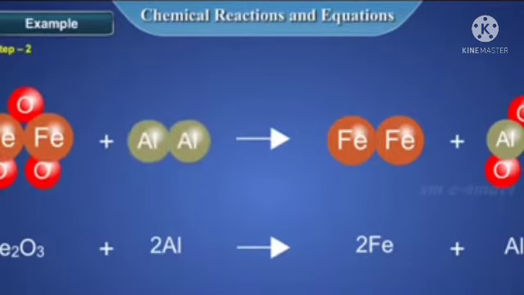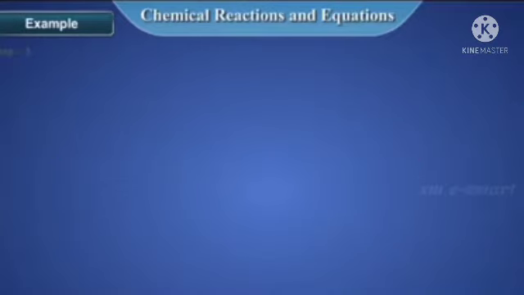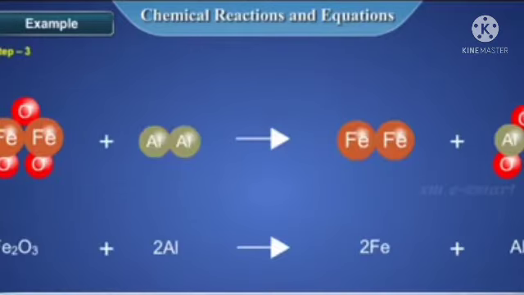Iron oxide plus 2 aluminium gives 2 iron plus aluminium oxide. In the above equation, the number of atoms of each element is the same on both sides of the arrow mark. This is the balanced chemical equation.